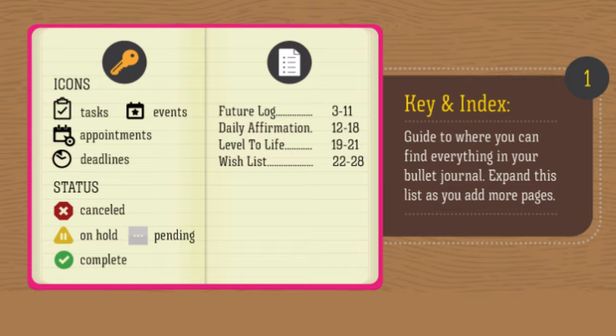On the other side you can write the content, or the index. You can expand it as you add more pages. You can put, for example, the future log, daily table, level to life, and wish list, habit tracker, or mood tracker, and much other ideas that you would add while you are mindstorming. Remember that the idea behind this notebook is to put all of your ideas within one place, and just don't think anymore about them.